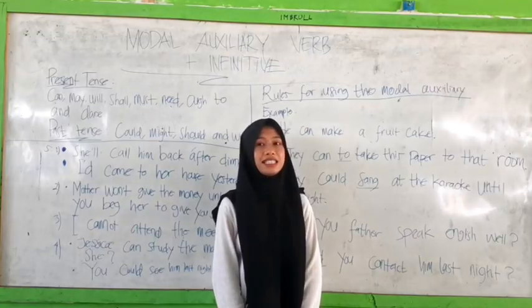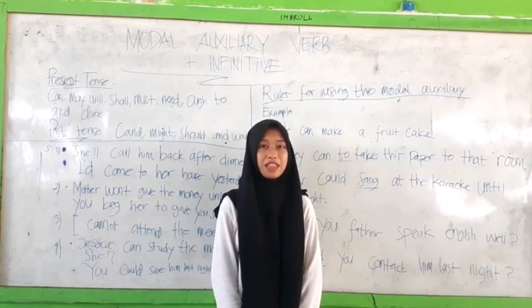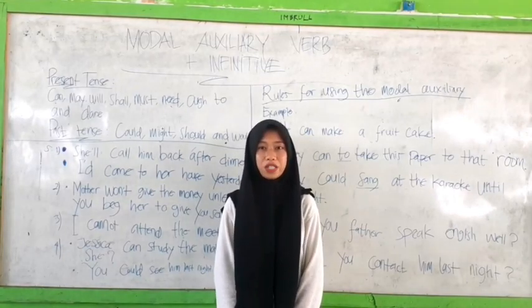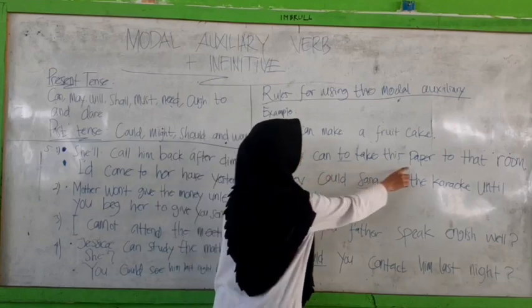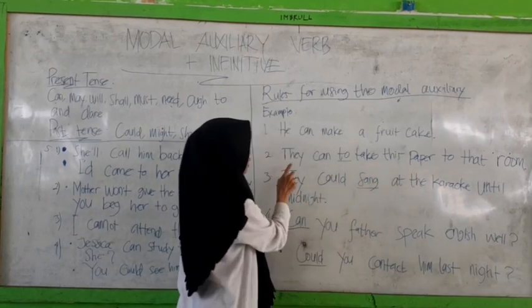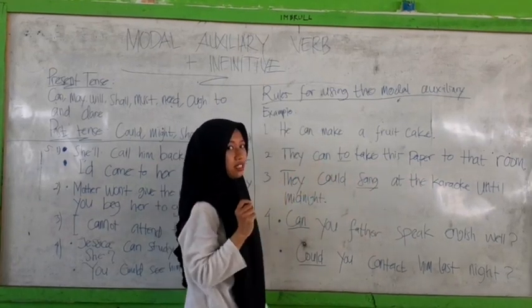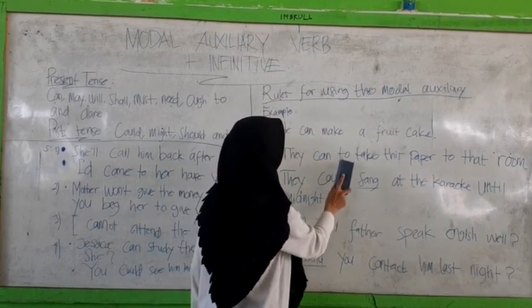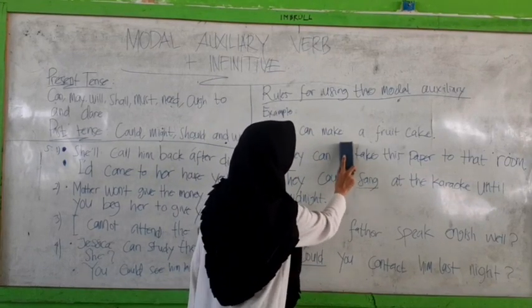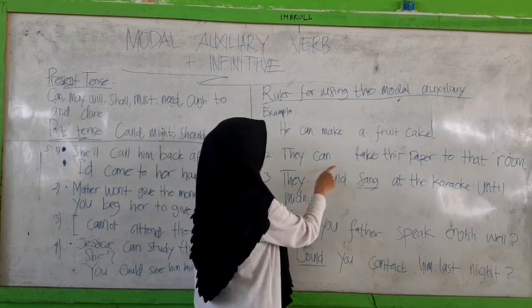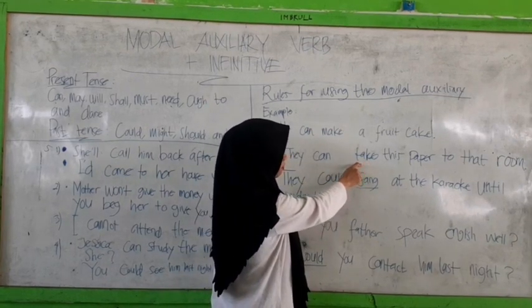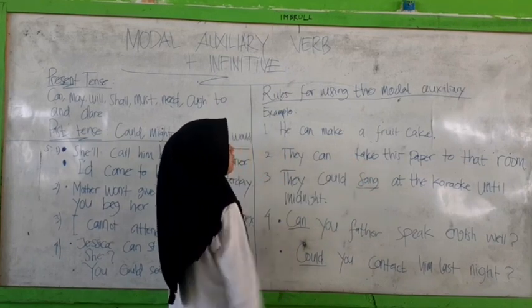And the second is between the modal auxiliary and the verb shouldn't be connected with to. Example, they can to take this paper to the room. This is a wrong sentence. The correct sentence is we have to remove to, because between the modal auxiliary and the verb shouldn't be connected with to.